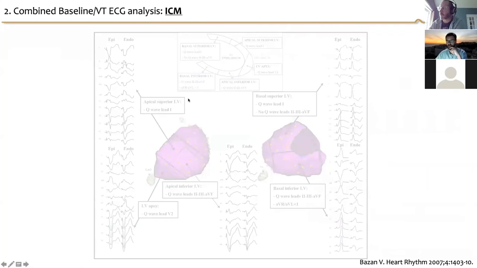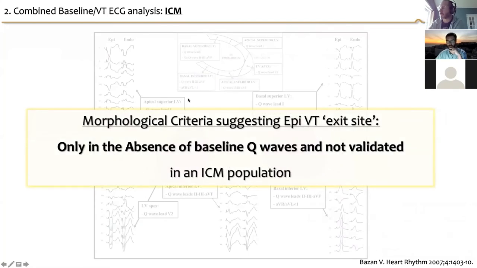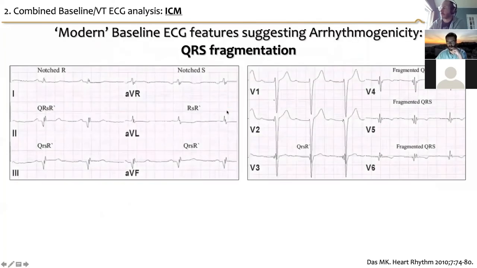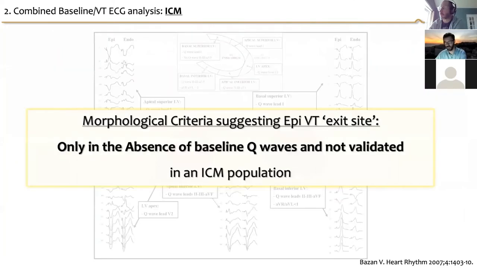Finally, interval criteria, I'm sorry, morphological criteria could be useful in this setting, but as long as we don't get baseline Q waves, because the assessment of Q waves to characterize a probable epicardial origin in patients who already have baseline necrotic Q waves can be misleading.